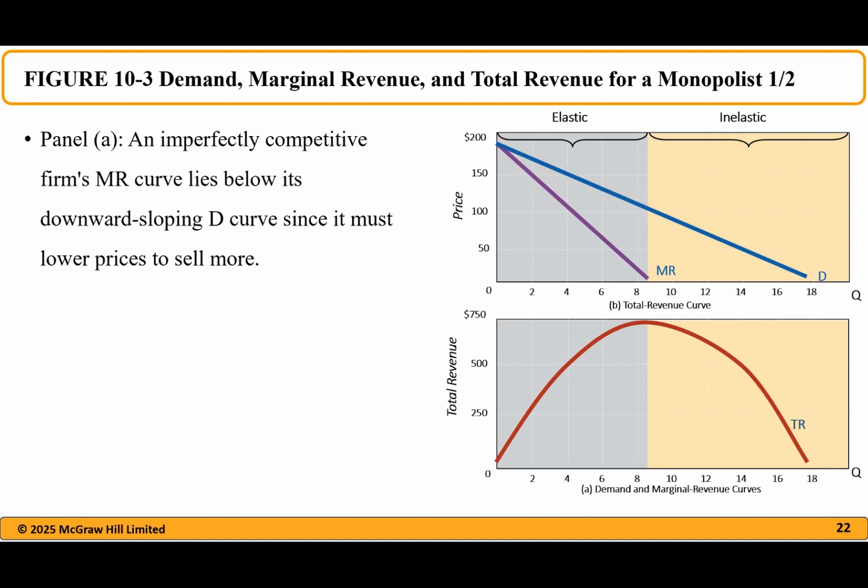Okay, so that's the thing. A monopolist will set the price in the elastic region of the demand curve, not in the inelastic region. So these are the inelastic region. The monopolist will never set the price at this point.